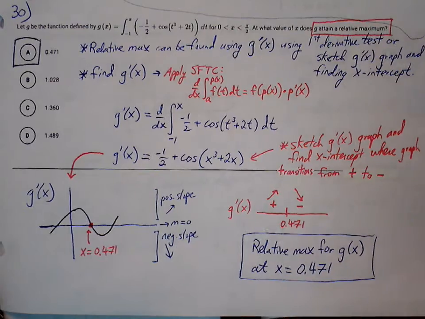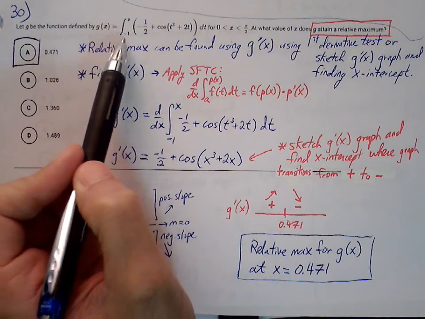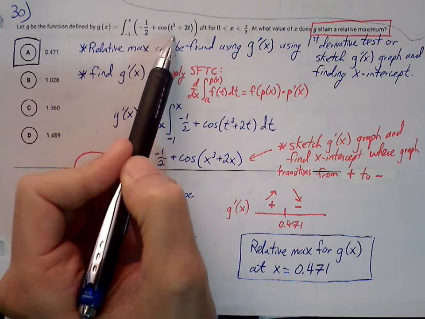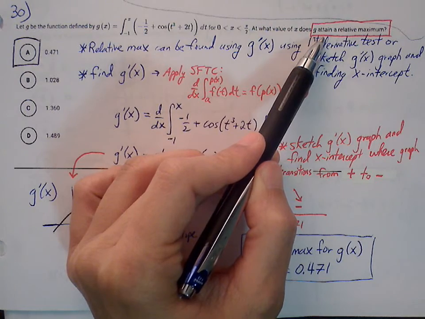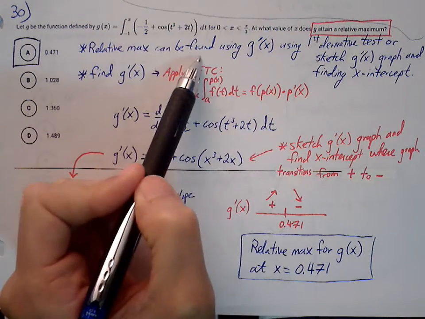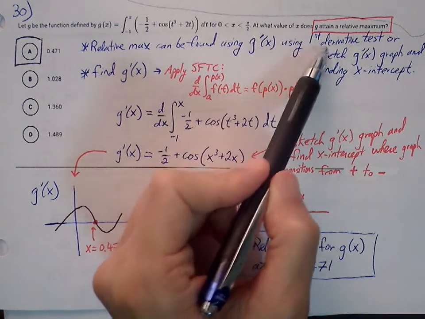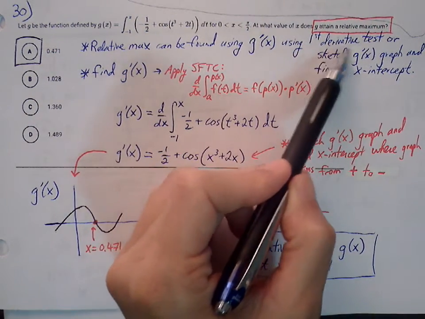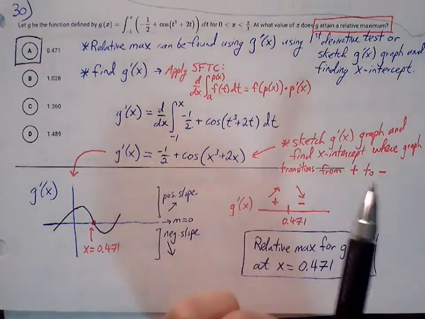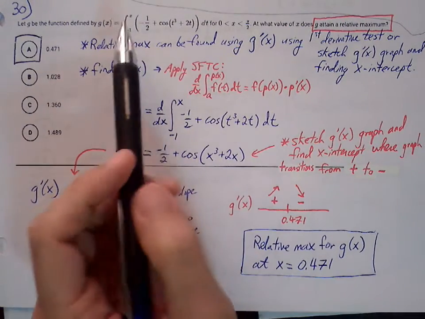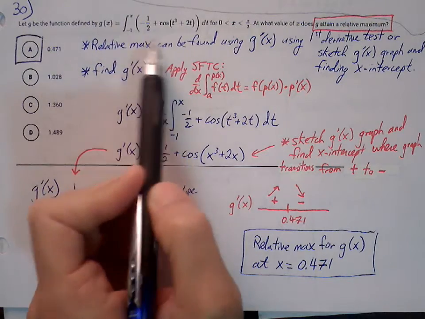Right, moving on to 30. We have a function defined by g of x is the definite integral from 1 to x of this expression here. At what value of x does g attain a relative maximum? Relative maximum can be found by finding g prime and then using the g prime expression to sketch and figure out the x-intercepts. So let's first find g prime based off of this. Now g prime is the derivative of this expression.